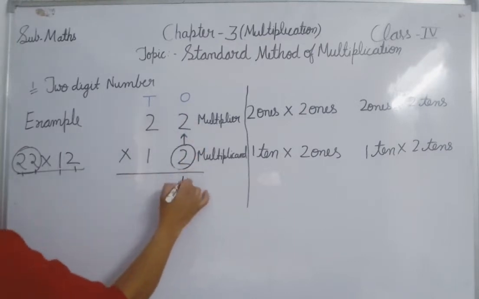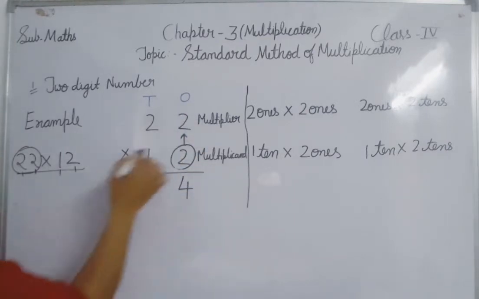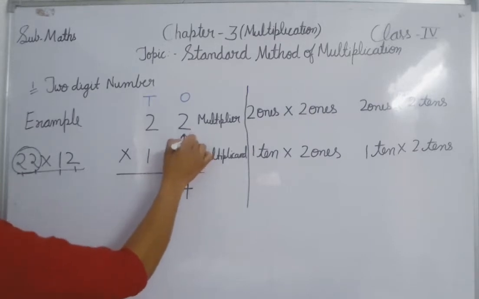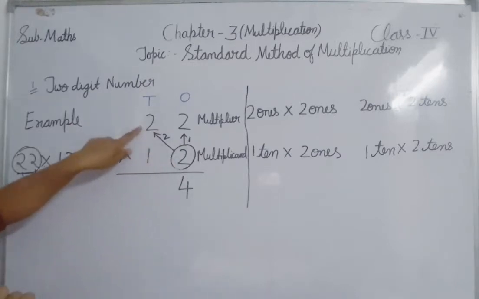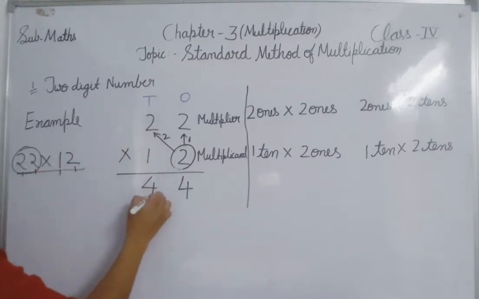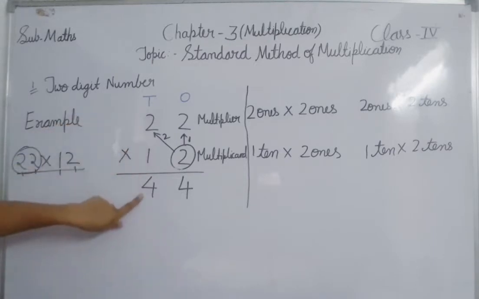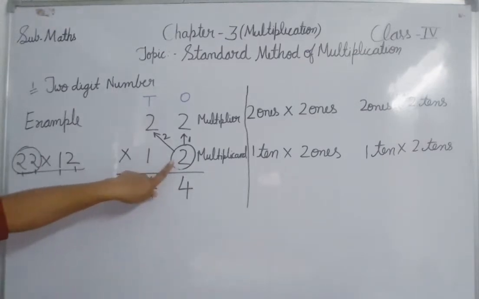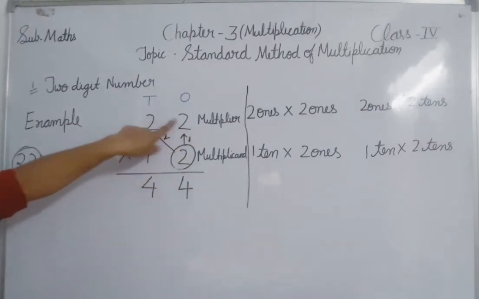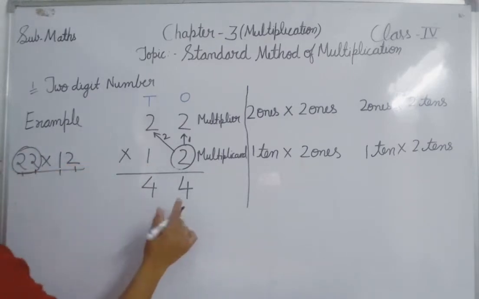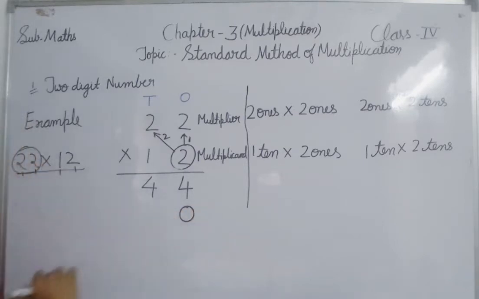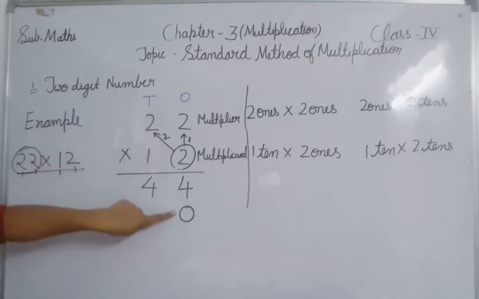2 twos are 4. Now we will multiply this number with the tens. 2 twos are 4. We are multiplying with the tens, so I am writing it on the tens place. Now see here, the ones term is over. Now we will start the tens term. To start the tens term, we have to put 0 on the ones place, because this time we are multiplying by the tens place.